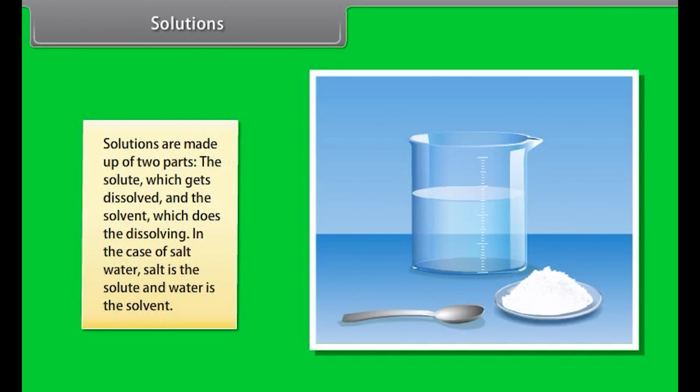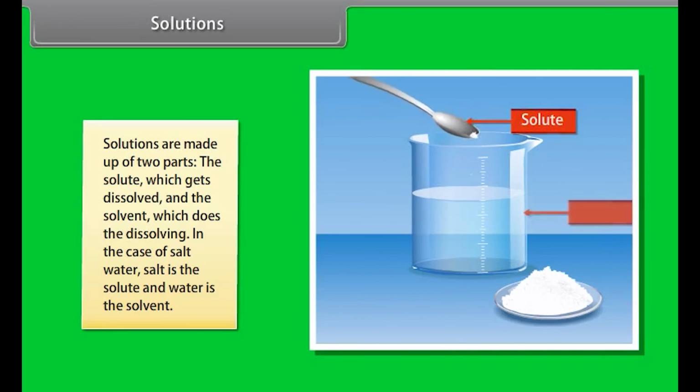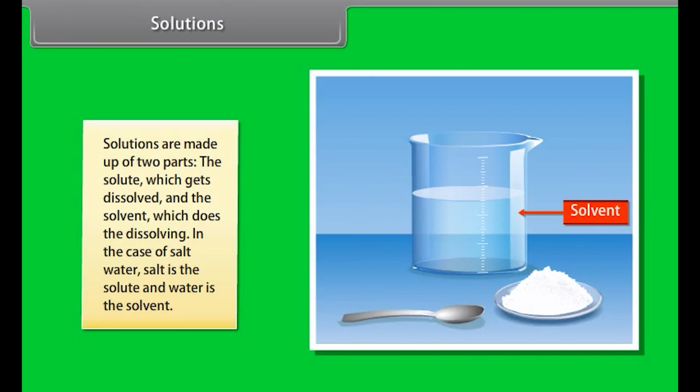Solutions are made up of two parts: the solute, which gets dissolved, and the solvent, which does the dissolving. In the case of salt water, salt is the solute and water is the solvent.